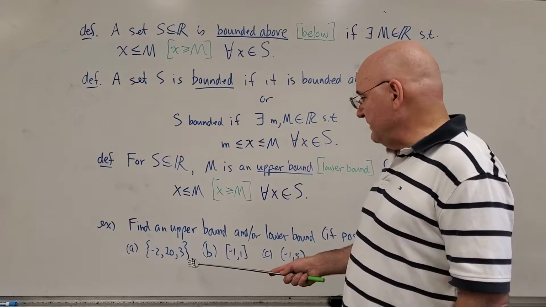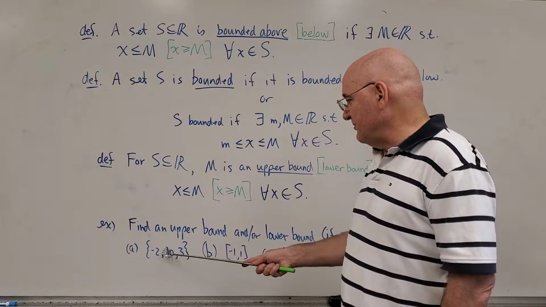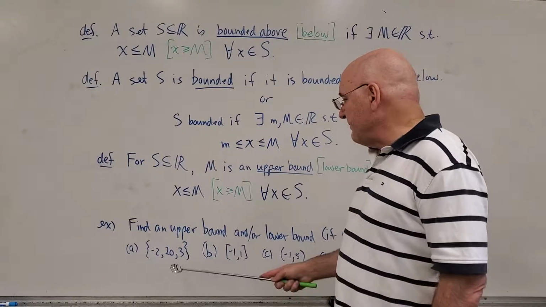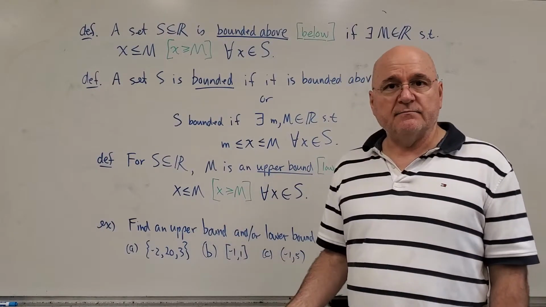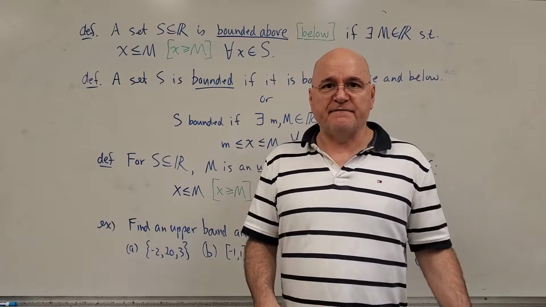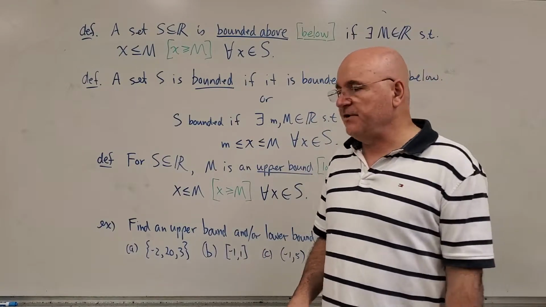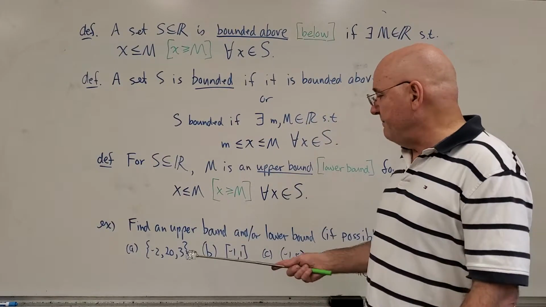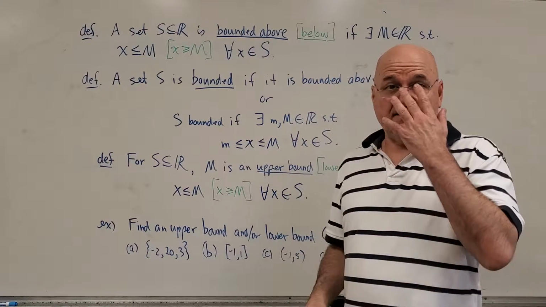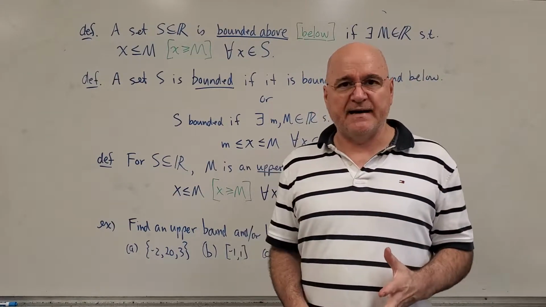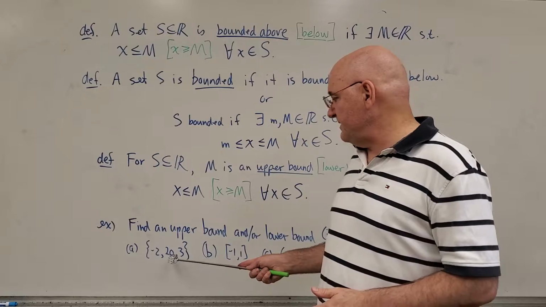An upper bound, well, don't say 3. These aren't written in increasing order. So an upper bound would be the number 20, or 21, or 21.5, or 50, or 100, or 1,000,000. They're all upper bounds. The best possible upper bound I can think of would be the lowest upper bound, the least upper bound, which would be the number 20.